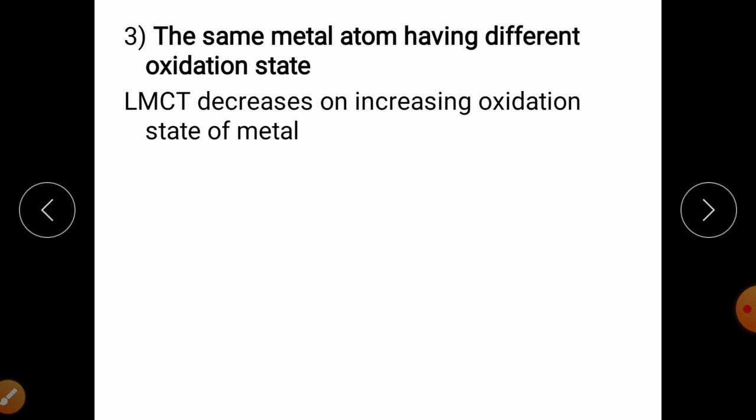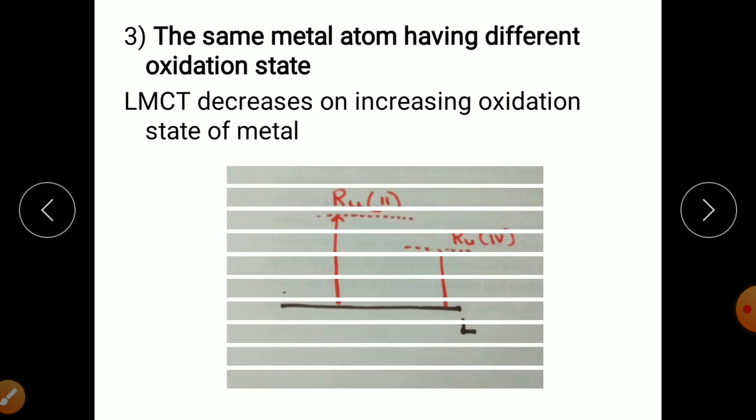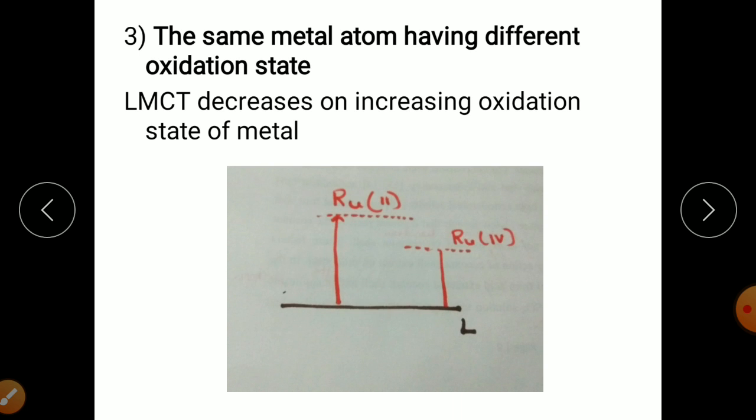Next, for the same metal atom having different oxidation states, like ruthenium 2 plus and ruthenium 4 plus, the ligand is the same but the oxidation state of ruthenium varies. Here the LMCT energy decreases from the lower oxidation state to the higher oxidation state, which means LMCT energy decreases on increasing the oxidation state of the metal.